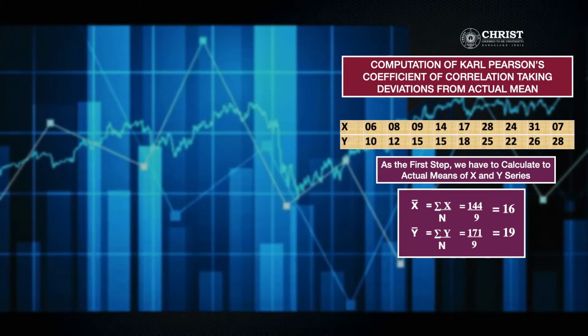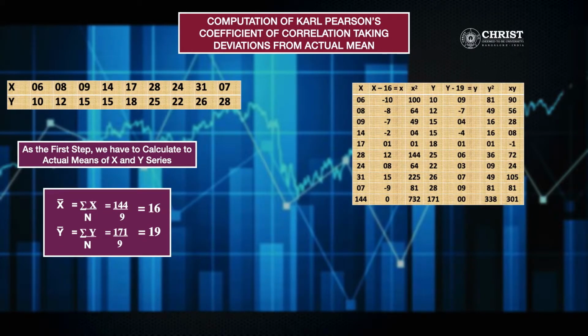As the first step, you know that we have to calculate the mean of the x series and y series. These are individual observations. So how do you calculate? Sigma x divided by n for the x series. Similarly for the y series, sigma y by n. Sigma x means the total of all the x values and n is the number of observations. So the mean of the x series is 144 divided by 9, that is equal to 16. The mean of the y series is 171 divided by 9, that is 19. Now in the computation, for the x series, small x is capital X minus 16, the actual mean of the series. So you will get the small x values.